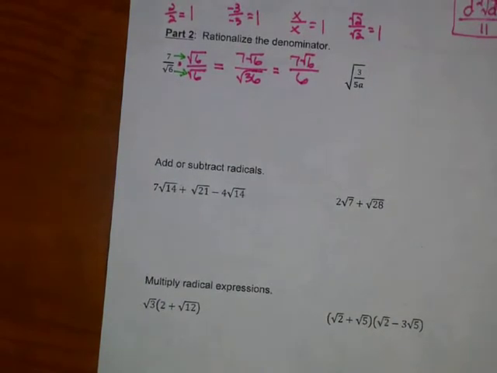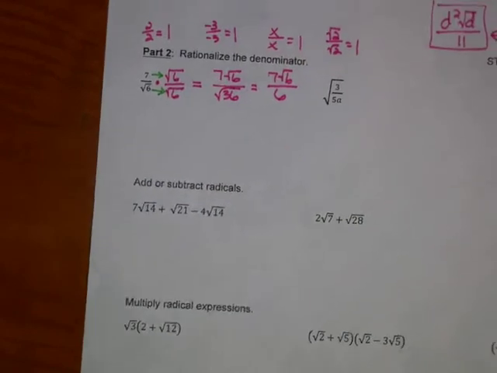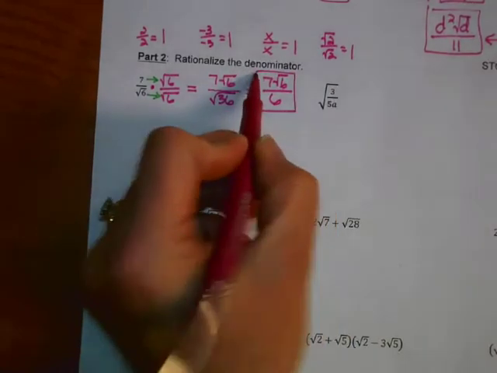Oh, look at that. We got rid of the radical in the denominator. It's pretty funky, isn't it? Pretty radical, that's right. It's pretty radical. So we're done.